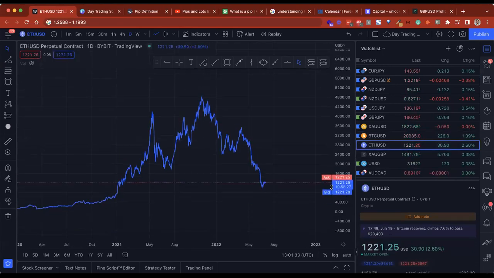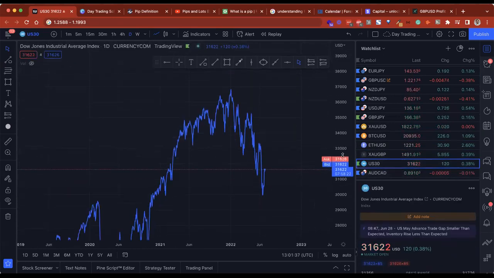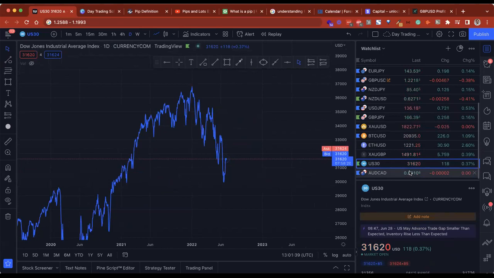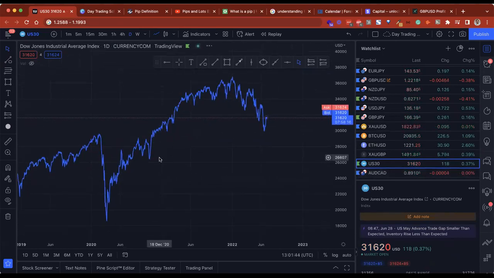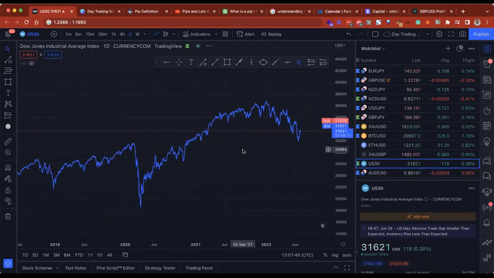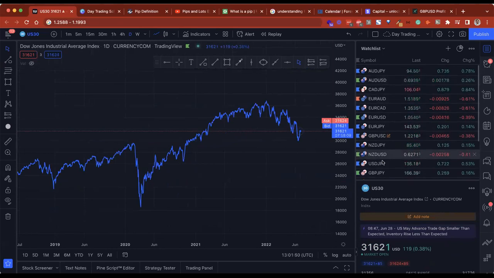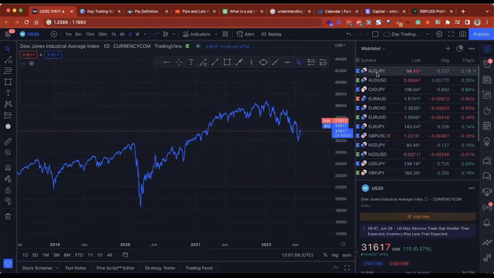Ethereum as well. Gold. US 30 is another financial instrument. This is like the top 30 US stocks. Okay. A lot of people trade this. Okay. So all of these different instruments you can trade, and you can create a watch list of just your favorite ones. T.Bot currently sends signals for these first 13 here that you see.